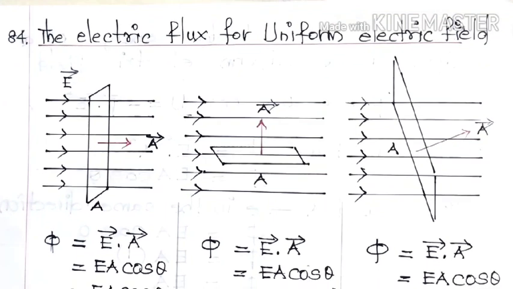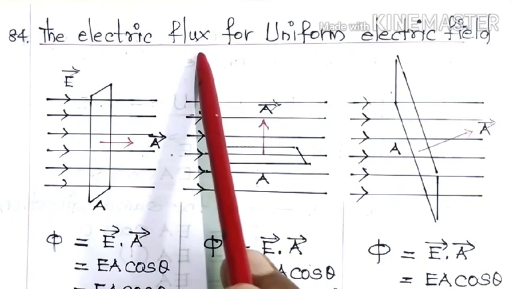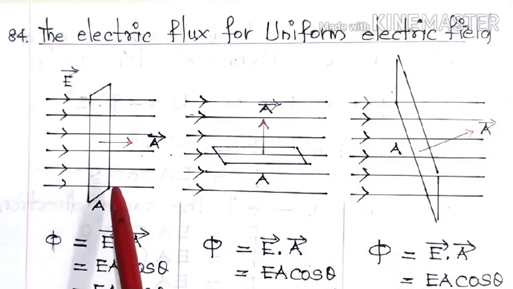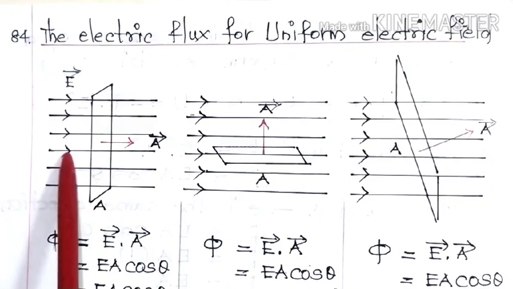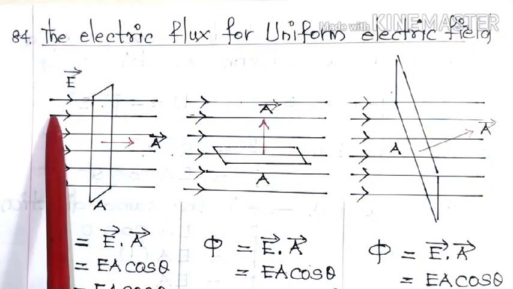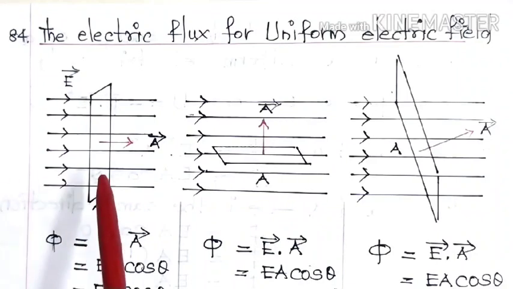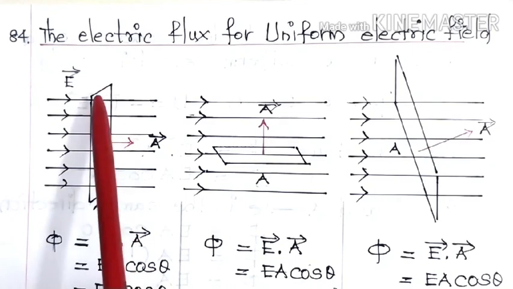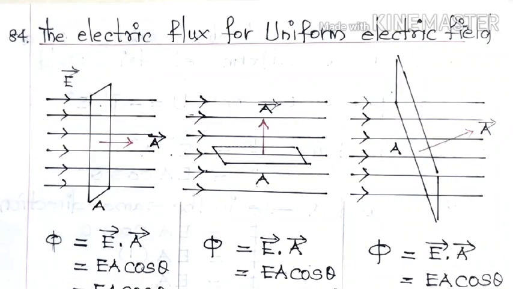Now, point number 84, the electric flux for uniform electric field. Here, three diagrams are given. In the first diagram, this is the uniform electric field because the electric field lines are parallel to one another. Here, the surface is placed perpendicular to the direction of the electric field.